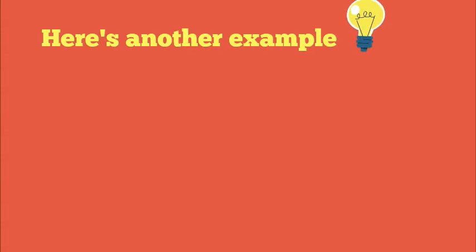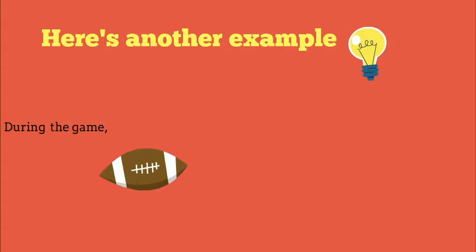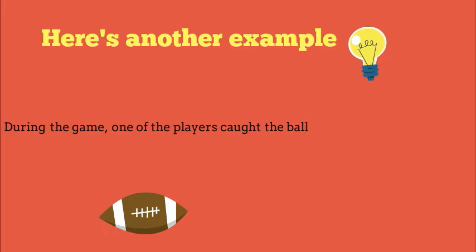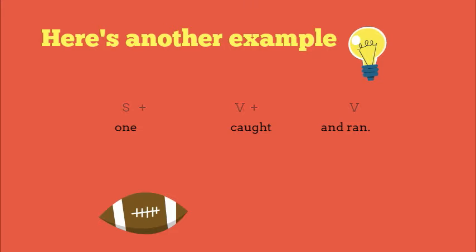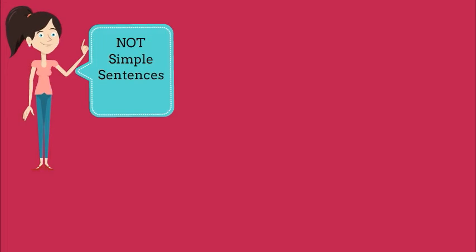Here's another example. During the game, one of the players caught the ball and ran for a touchdown. When I remove the three prepositional phrases, this sentence has a simple subject, one, with a compound verb, caught and ran. The following are not simple sentences.